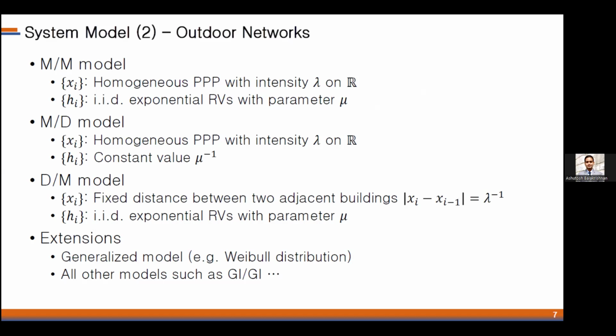We say MD model if hi is a fixed value of 1 over mu, and DM model if the distance between adjacent buildings is fixed as 1 over lambda. It is definitely possible to extend these models, like a Weibull distributed height or some other models from queuing or some other theory. But in this presentation, we mainly focus on the MM model. For MD and DM, you can check the paper posted on arXiv.